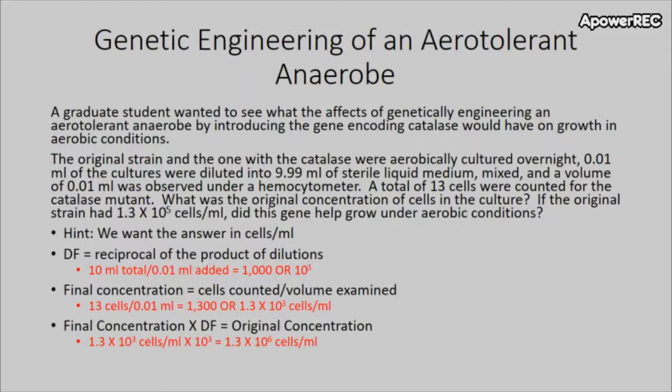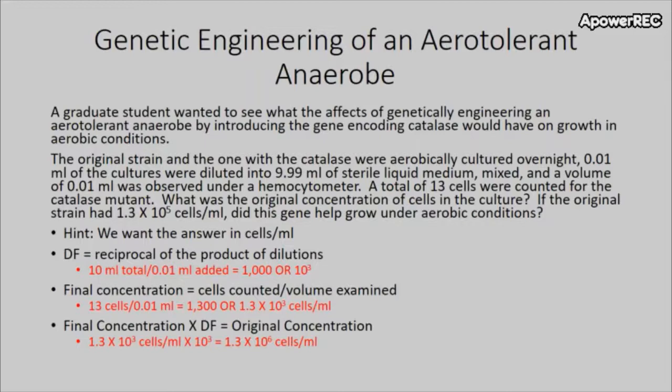So the original strain and the one with the catalase were both aerobically cultured overnight. So they were just grown on a normal shaker, which gets exposed to the air. And the next day, 0.01 milliliters of the culture were diluted into 9.99 milliliters of sterile liquid medium. It was mixed, and a volume of 0.01 milliliters was observed under a hemocytometer. A total of 13 cells were counted for the catalase mutant. What was the original concentration?